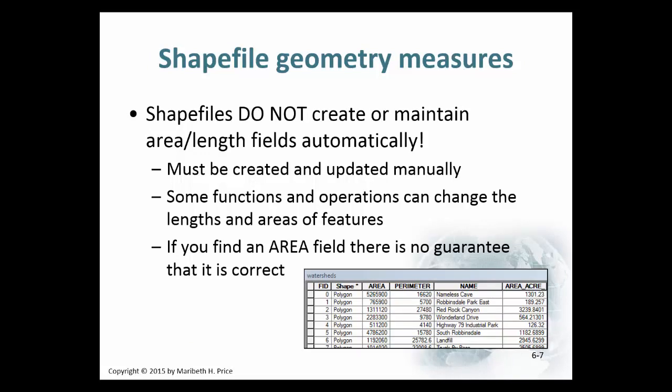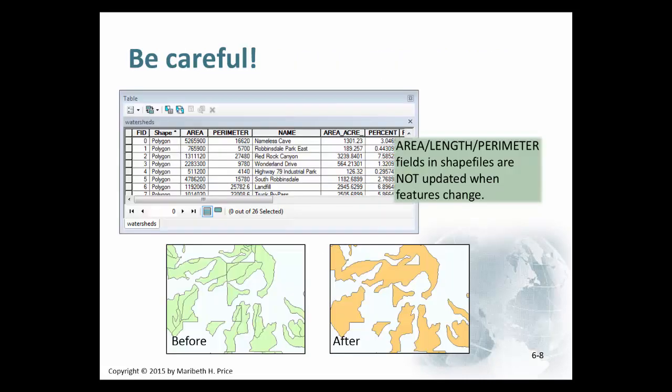Shapefile geometry fields must be created and updated manually. If you find an area field, there's no way to guarantee it's correct. You should create and calculate your own when you need it. When working with shapefiles, the area, length, and perimeter fields do not update when the features are changed.